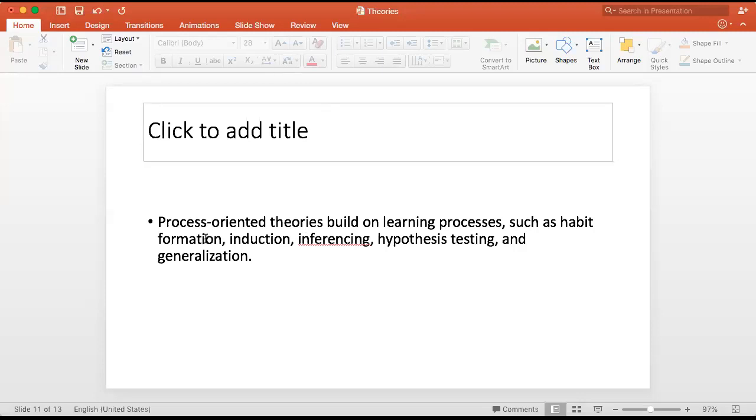Okay, so these are some of the learning processes. For instance, habit formation. You make certain habits in your students. Whenever you ask one question, they would give you one single reply.